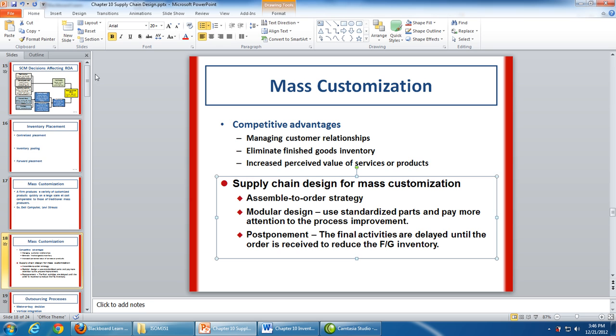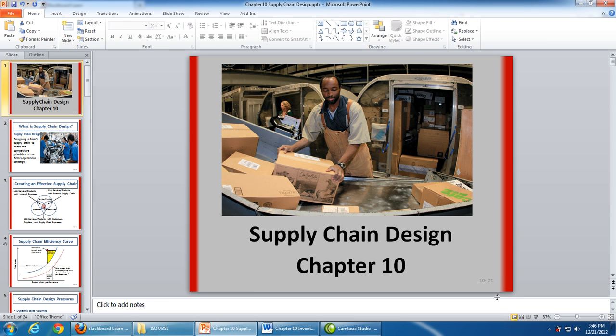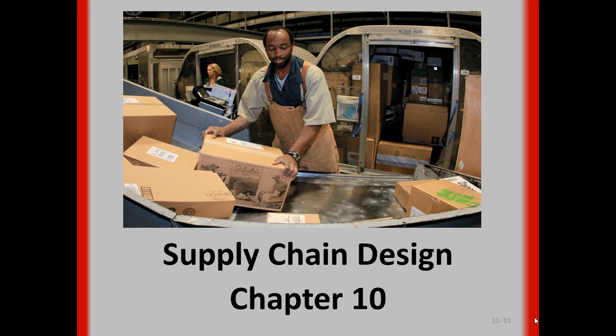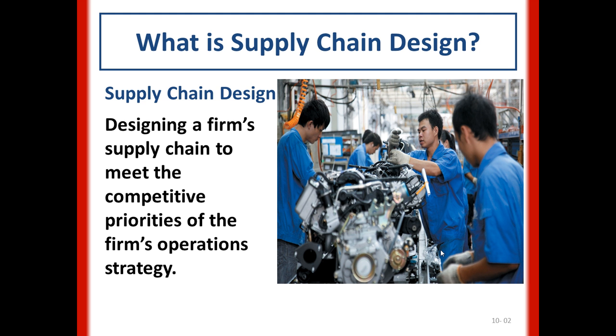In this chapter, Chapter 10 discusses supply chain design. We will discuss factors relating to supply chain design. Supply chain design is designing the firm's supply chain to meet the competitive priorities of the firm's operation strategy.